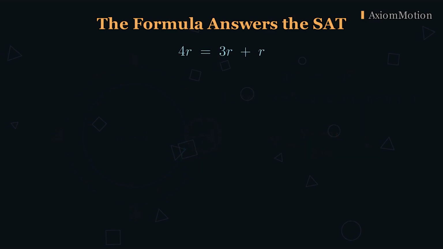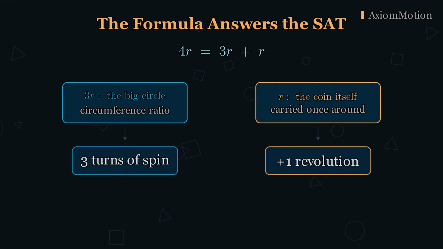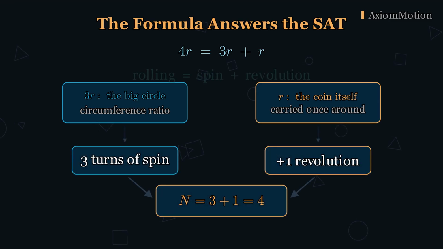And now the extra rotation has a precise address. Split the radius of the centre path into its 2 parts. The 3r is the big circle. That part contributes the circumference ratio, 3 turns of spin. The extra r is the coin's own radius, carried once around the loop. That contributes exactly 1 more turn. Rolling is spin plus revolution.